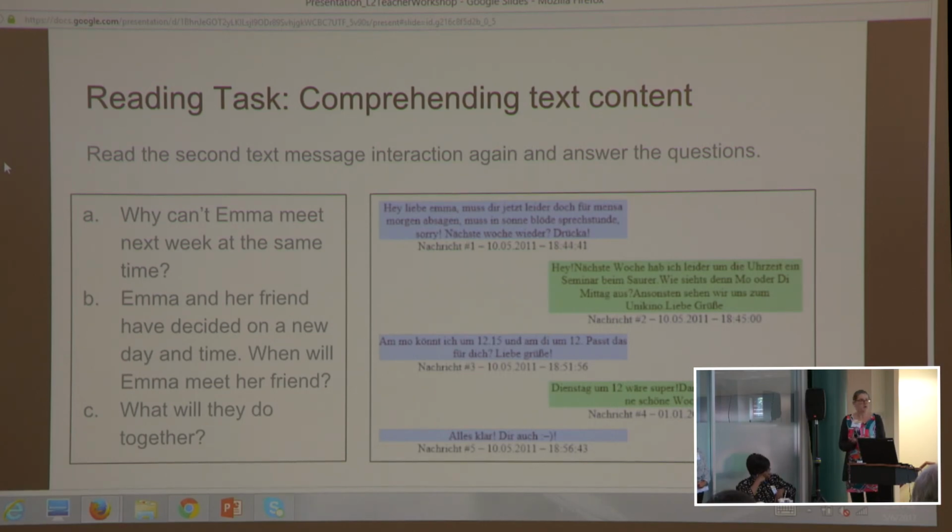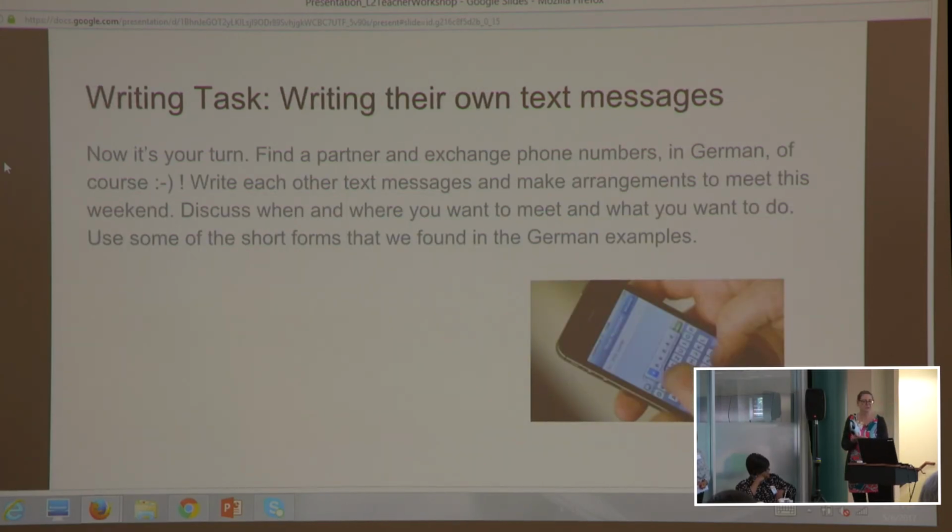Pretty simple, yeah. So the idea is, I mean, what we want to show you is that, of course, you can focus on the data analysis, right? But I think you can even get more out of these materials or authentic materials by also focusing on listening, reading, writing, and so on and so forth. The different skills we usually teach in the classroom. Like here, have students write their own text message. Find a partner and exchange phone numbers. German, of course, write each other text messages, make arrangements, and of course, use the short forms you've come across, reading the other text messages the Germans produced.